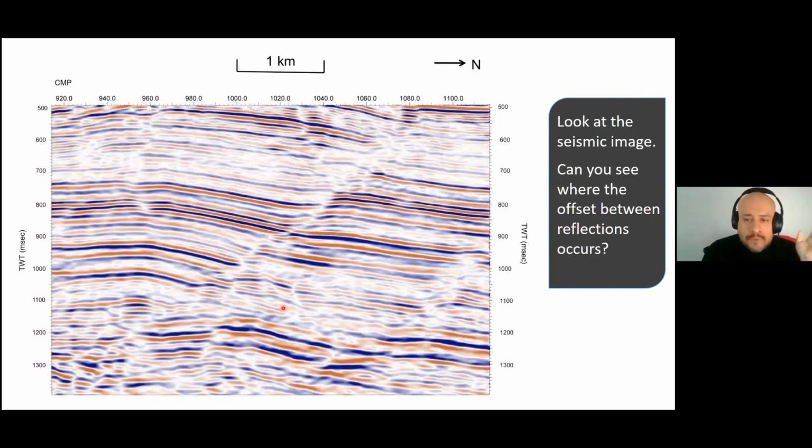So think about the outcrop that we just looked at and take a look at these seismic images. Look at the reflections. Take a look at the brightest ones. They are not always continuous, are they? The offset between the bright reflections can be used to show that rocks have been faulted. Do you see any faults in here?